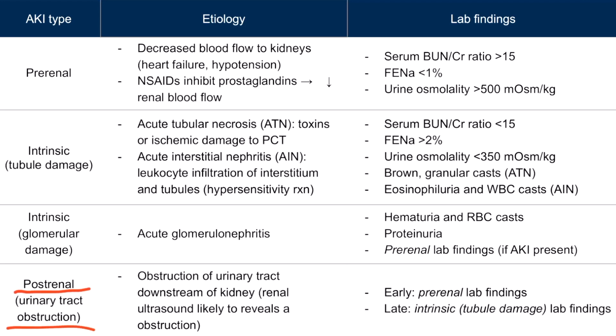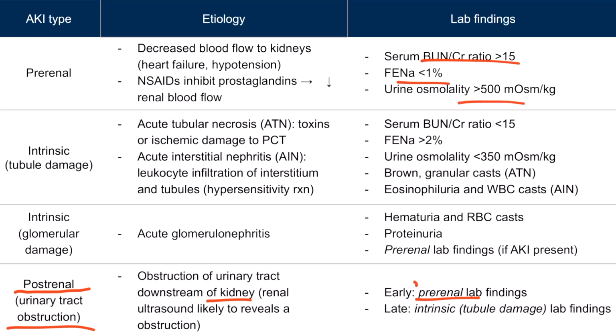Okay, let's move on to postrenal azotemia, which is basically a urinary tract obstruction. And this obstruction can be anything downstream of the kidney. For example, obstruction of the ureter, prostate, bladder, or anything that would prevent outflow. Now, early on in problems like this, the nephron is still able to reabsorb solutes from the filtrate, and it's able to concentrate the urine. So the lab findings are similar to those seen in prerenal azotemia. So BUN to creatinine ratio greater than 15, fractional excretion less than 1%, and urine osmolality greater than 500.